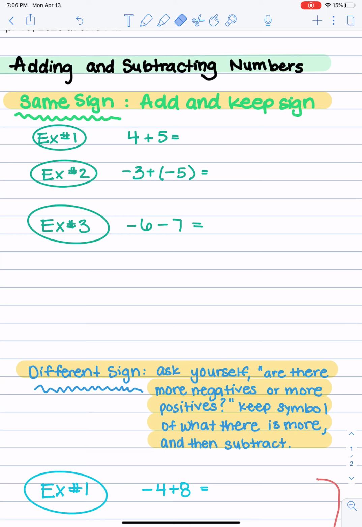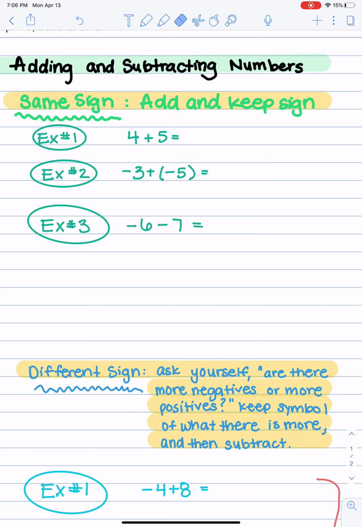Hi guys, so while looking at your homework, I have noticed that some of you are still struggling to add and subtract numbers. So today I'm going to teach you a different way of looking at it. I know we've looked at this before plenty of times using the plus and minus signs, but now I just want you to look at it in a different way.